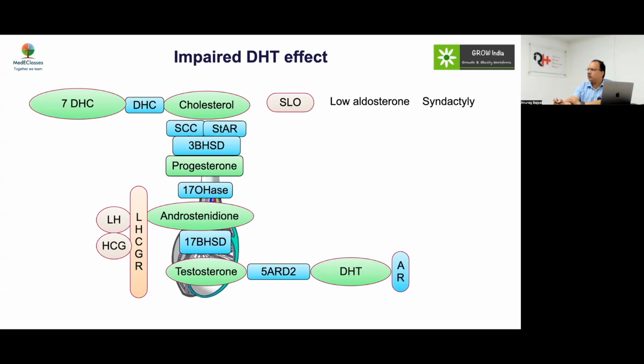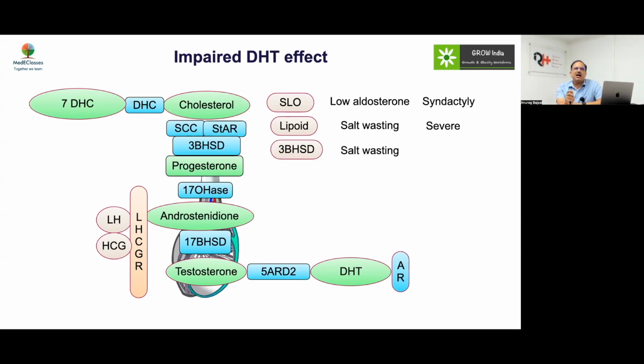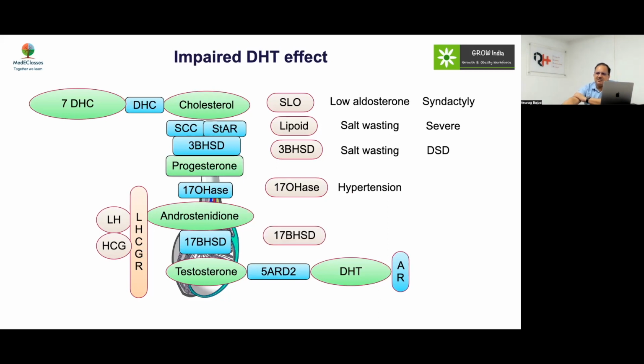Problems in side chain cleavage or StAR in a classic form will present to you with lipoid adrenal hyperplasia, in which you will have a slightly later onset salt wasting, typically around 2 months of life, along with XY DSD. 3-beta-HSD, of course, will present with a variable phenotype, in which you will have a milder form of hypospadias because you have a reasonable amount of testosterone, along with salt wasting. Problems in 17-hydroxylase will present with hypertension. 17-beta-HSD will present with isolated testosterone deficiency, delayed puberty in girls, or complete sex reversal in boys as well.